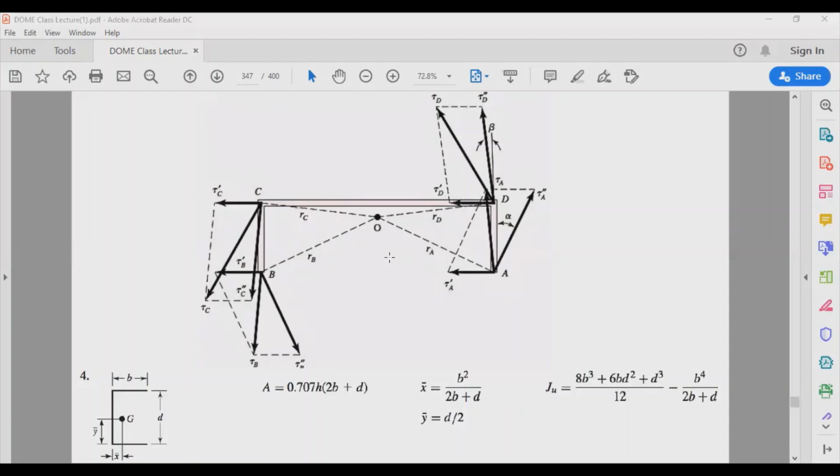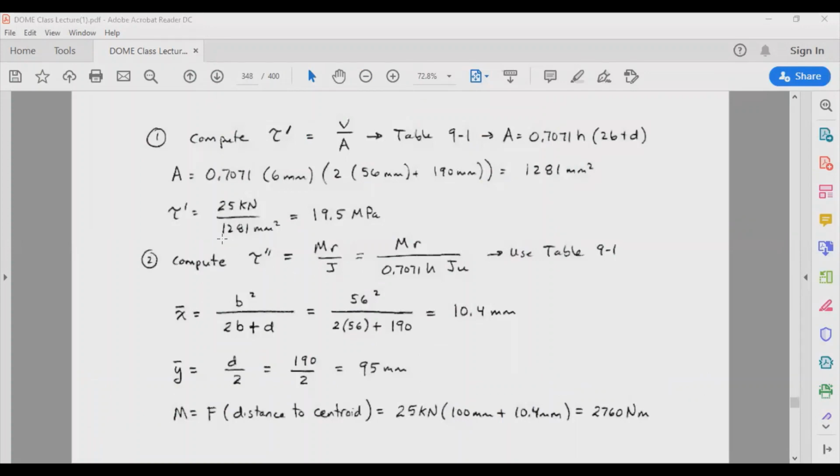So my moment is going to look like that in that case. My primary shearing is going to be throughout, so tau prime A equals tau prime B equals tau prime C equals tau prime D. Then my secondary shearing at A is like this, perpendicular to this radius. Now we just have to crunch the numbers and get the shears at the various points along the weld. This is what you are also expected to do in your project.